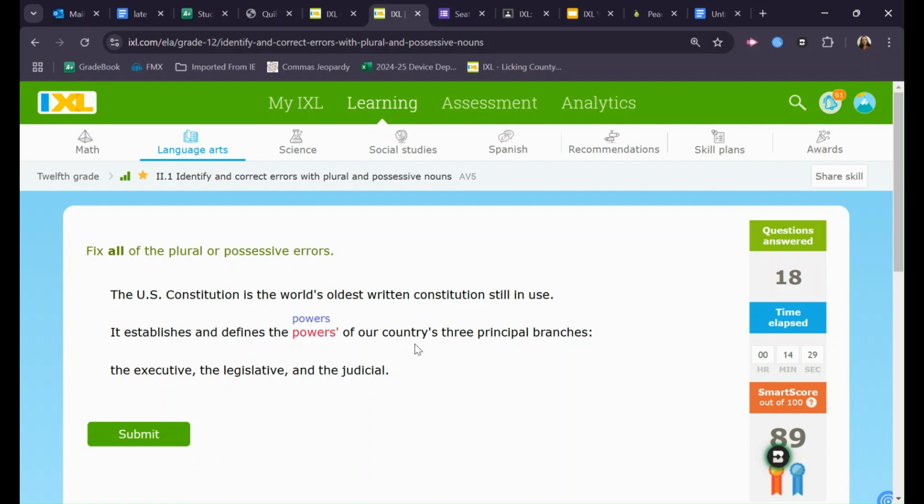Okay, country, one country, right? So that's singular. Is it possessive? Yep. Country's branches. That one's looking good. Let's keep it as is. And then nothing else we need to worry about.